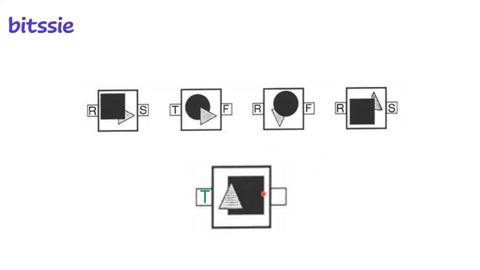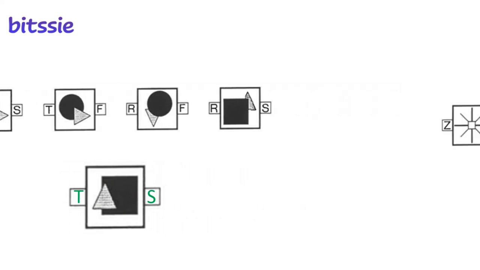So our second box is an S because we have a square. So TS is our code. Let's look at question 3.